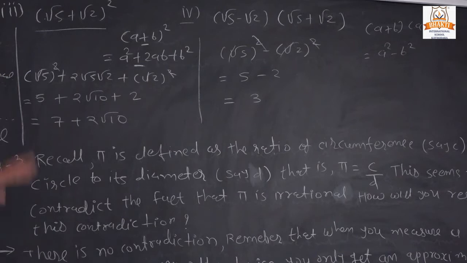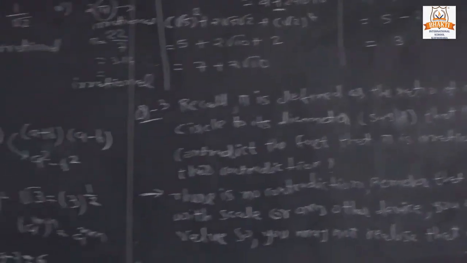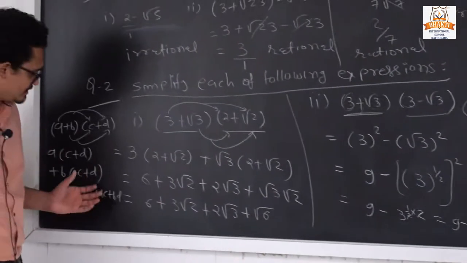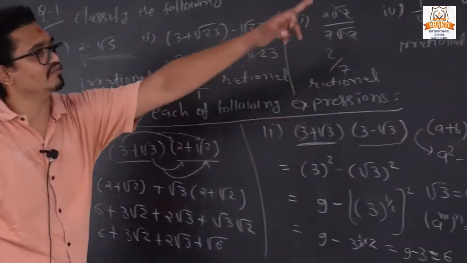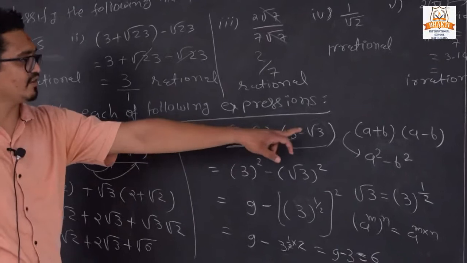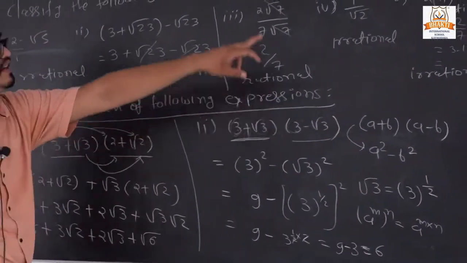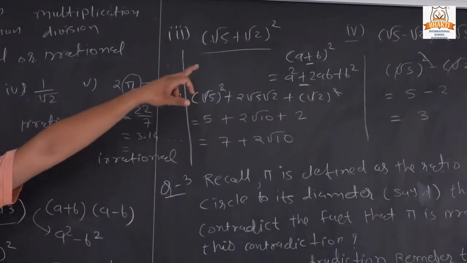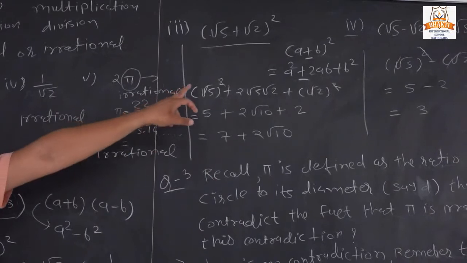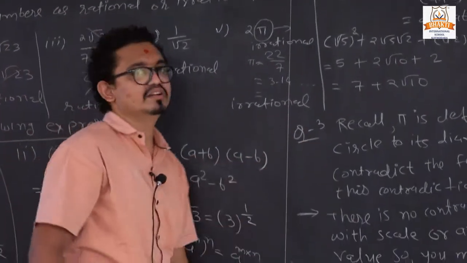So in question number 2 we are actually using 3 formulas. If you see in question number 2, first we simply expand the bracket in the first question, and the second and fourth will be the same. We are using the formula a plus b, a minus b, so it will be a square minus b square. In our question number 3, we are using a plus b all square is equal to a square plus 2ab plus b square. Now question number 3.